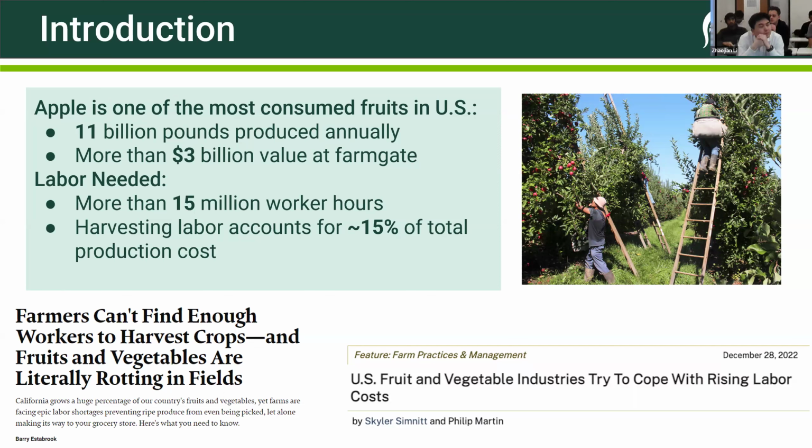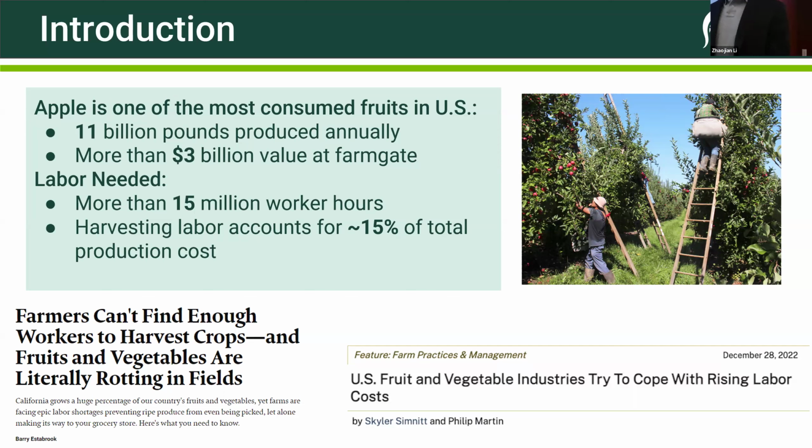Washington state produces more than 65% of the fruits, so it's the major production state. In Washington state, the hourly rate for seasonal labor, which relies heavily on the H-2A program, is more than $35 per hour, which is a great burden for the growers. That's why they need some help from automation and robotics. As you can see from the news, growers are facing a lot of management challenges with harvesting labor and also the cost.